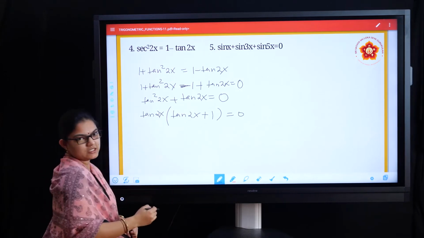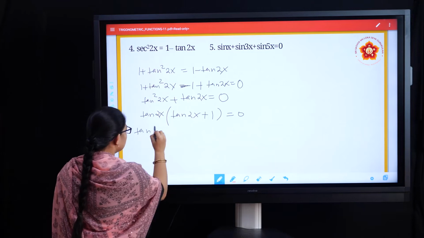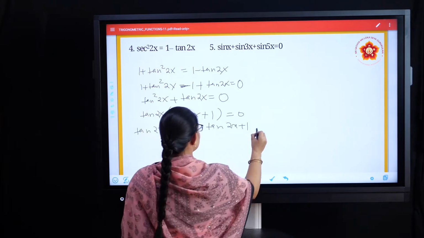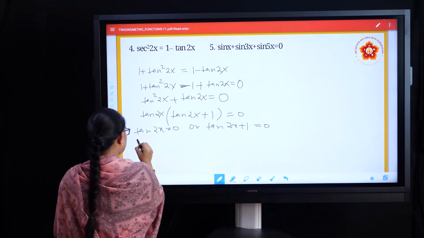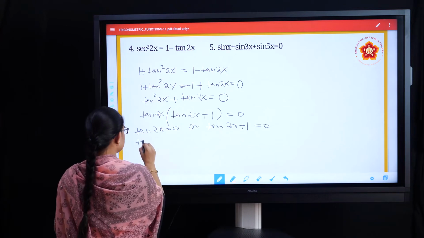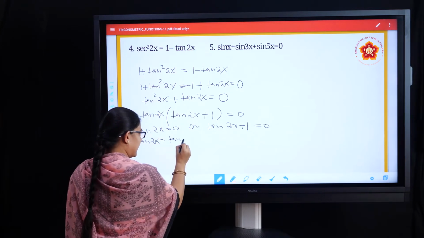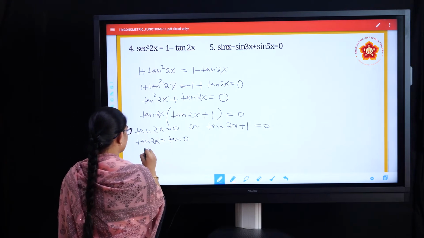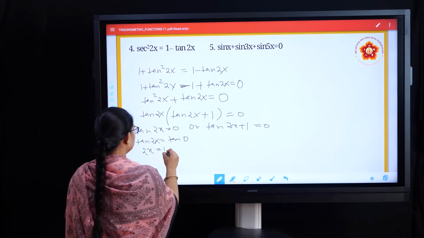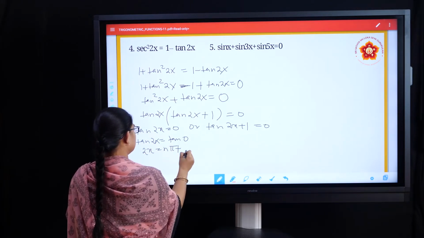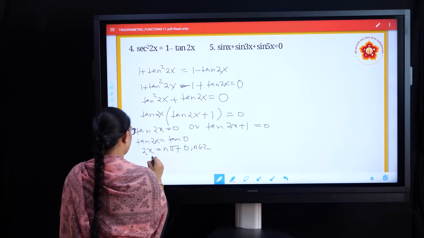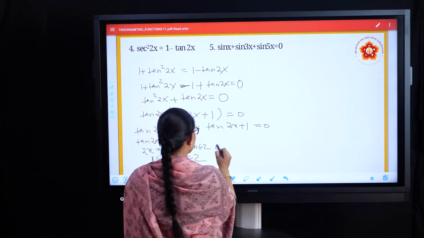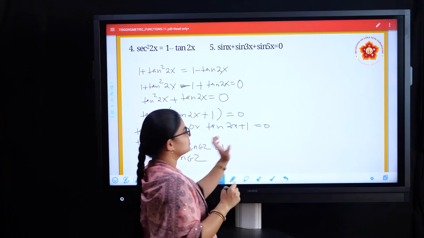So a product is 0 means either one of the terms should be 0. So either tan 2x is equal to 0 or tan 2x plus 1 should be equal to 0. So 0 can be written as tan 2x is equal to tan 0. So tan x is equal to tan y form. So therefore we can write that as 2x is equal to n pi plus y. Y is 0 for n belongs to Z, or x is equal to n pi by 2 for n belongs to Z. Or we have here tan 2x plus 1 is equal to 0.